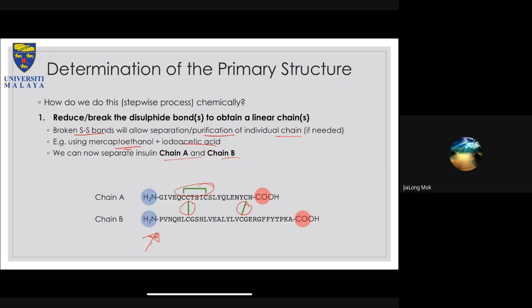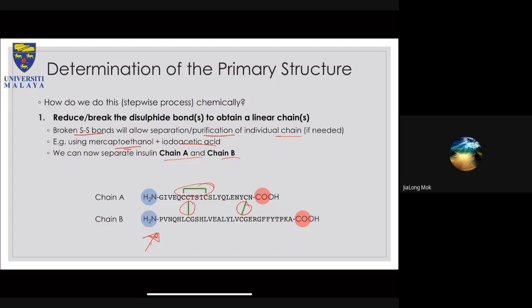All right. Now once you have the linear sequence of the peptide, there are multiple ways by which you can try to identify the sequence of amino acids. We will look at all the examples and how you can actually do it chemically, because we are all chemists.